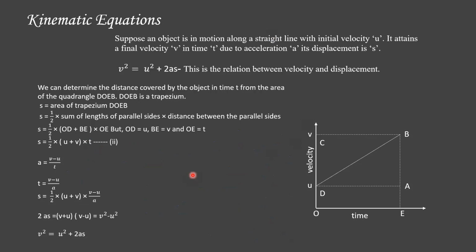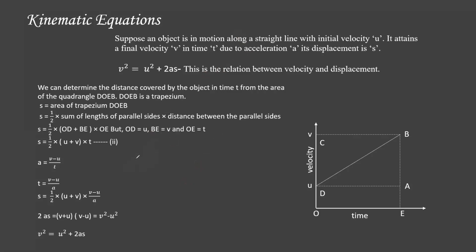If we take v square on the opposite side of the equal sign, from the right hand side to the left hand side, it will be minus v square. 2as will also be minus 2as, and u square is also minus u square. So how is it here that the number is positive?